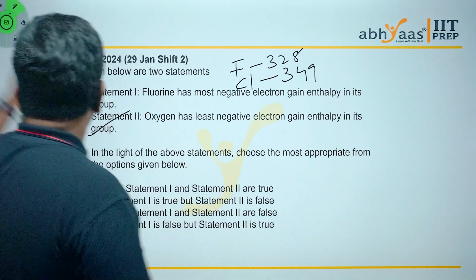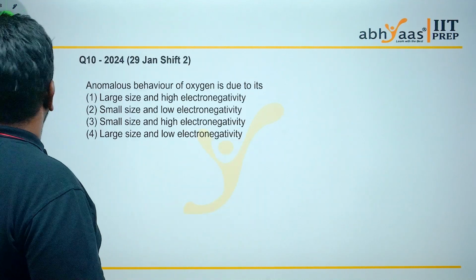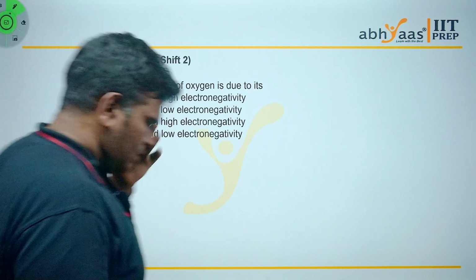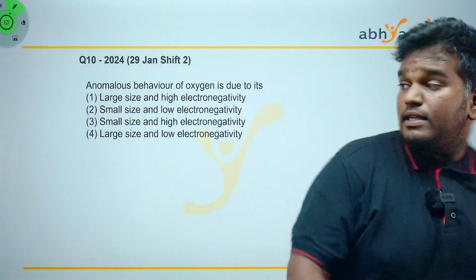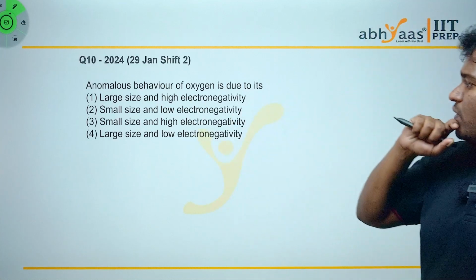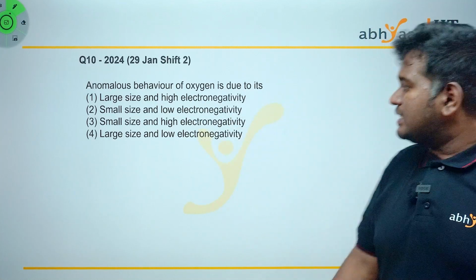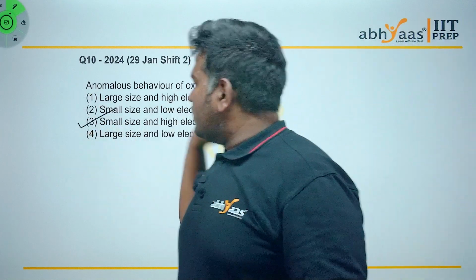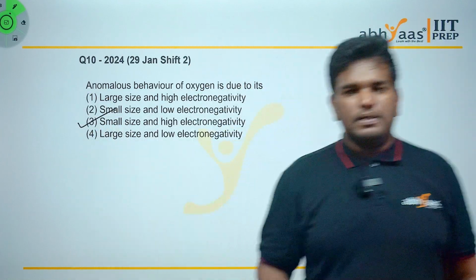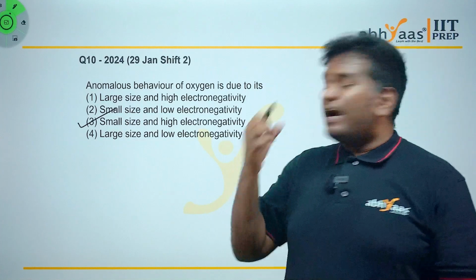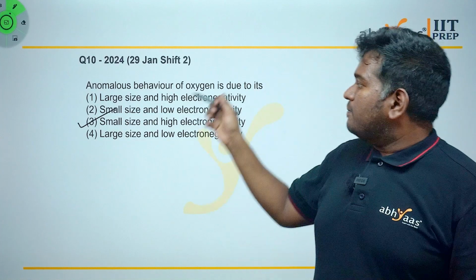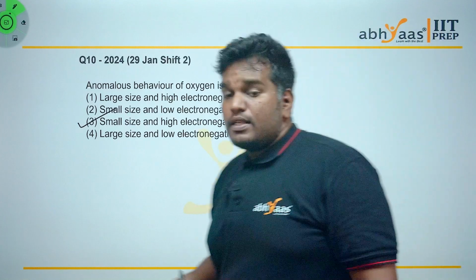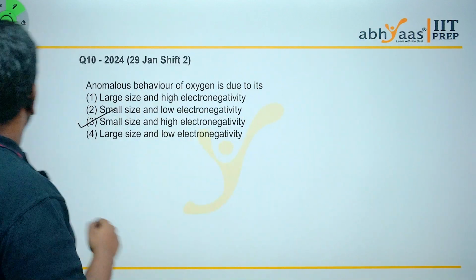Right. Now the next question is a very simple question. We are having this particular concept in our mind, this particular reason. What is that? Anomalous behavior of oxygen is due to its small size and high electronegativity, right? It is actually a thing that we are studying many times in that chapter. It is the small size and high electronegativity of oxygen that makes it anomalous. So that was an easy question for you. Now we will move to the next question.